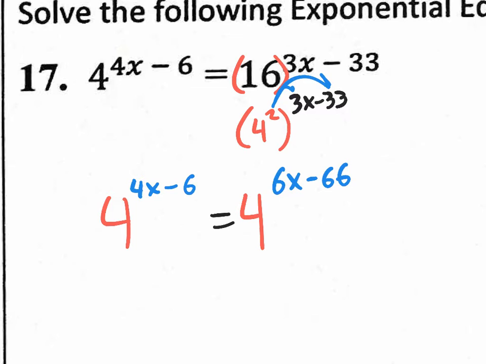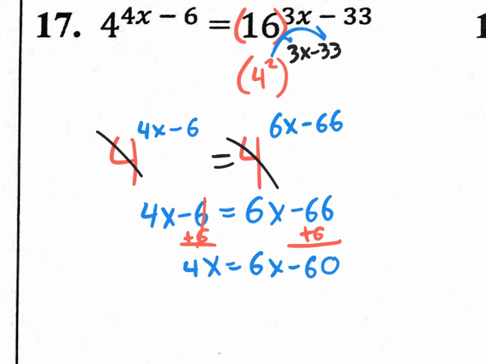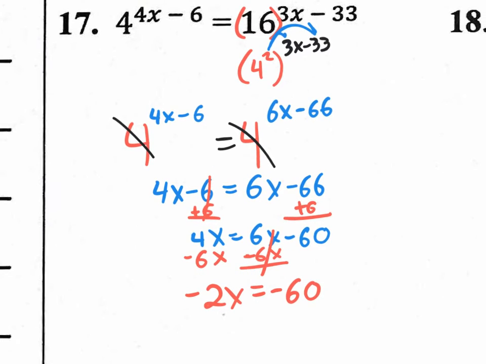Okay, now that we have that same base 4 on both sides, you could cancel those 4's out. Your equation becomes 4x minus 6 equals 6x minus 66. So let's add 6. Add 6. It will become 4x equals 6x minus 60. And then let's get the 6x to the left side by subtracting 6x. Subtracting 6x. We will have negative 2x equaling negative 60. All we need to do is divide both sides by negative 2, giving us our final answer, x equals 30.